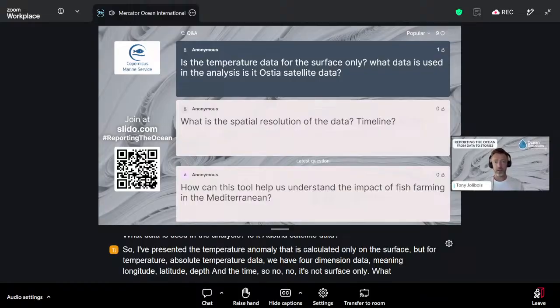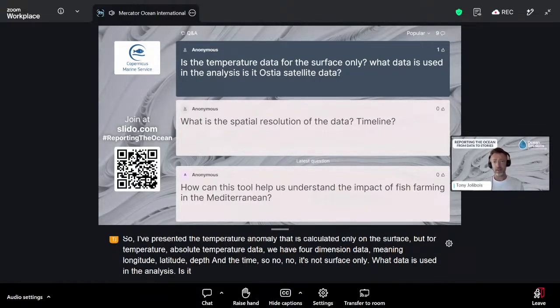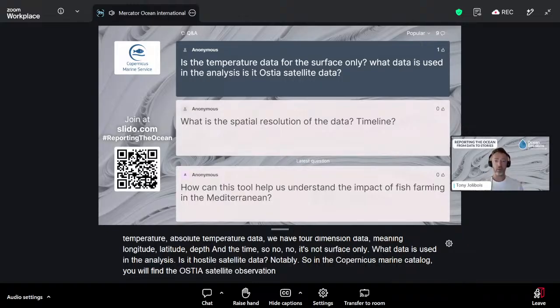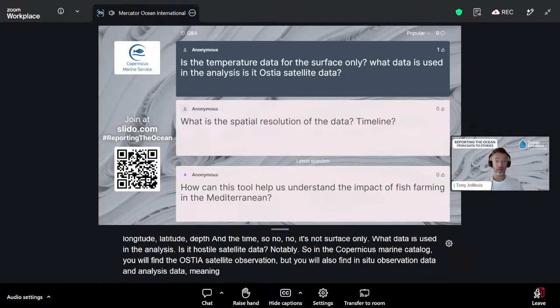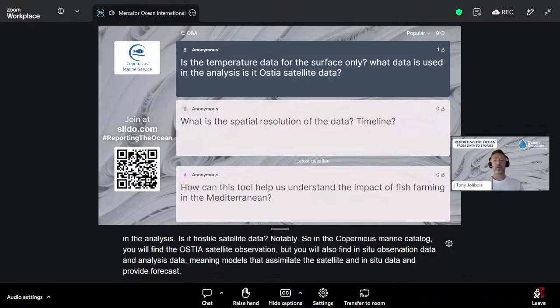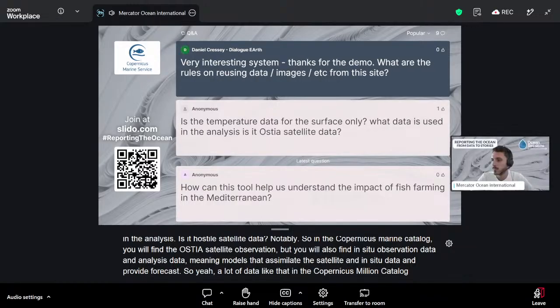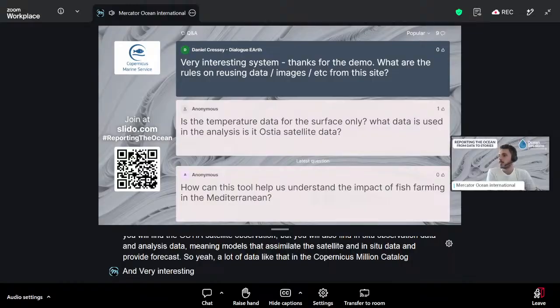What data is used in the analysis? Is it OSTIA satellite data? Notably, in the Copernicus Marine catalog, you will find the OSTIA satellite observation, but you will also find in situ observation data and analysis data, meaning models that assimilate the satellite and in situ data and provide forecast. So yeah, a lot of data like that in the Copernicus Marine Catalog. Very interesting system. Thanks for the demo.